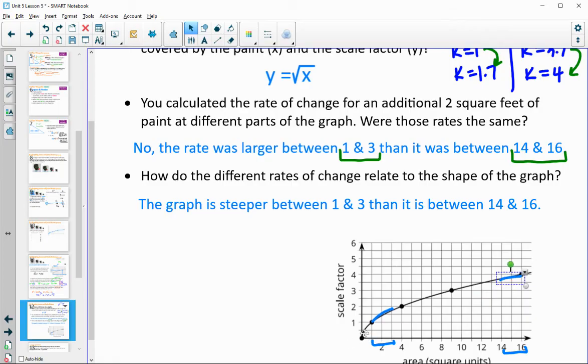So it starts out with a really steep difference or rate of change, and then as you continue going with the square root graph, it continues to flatten out.